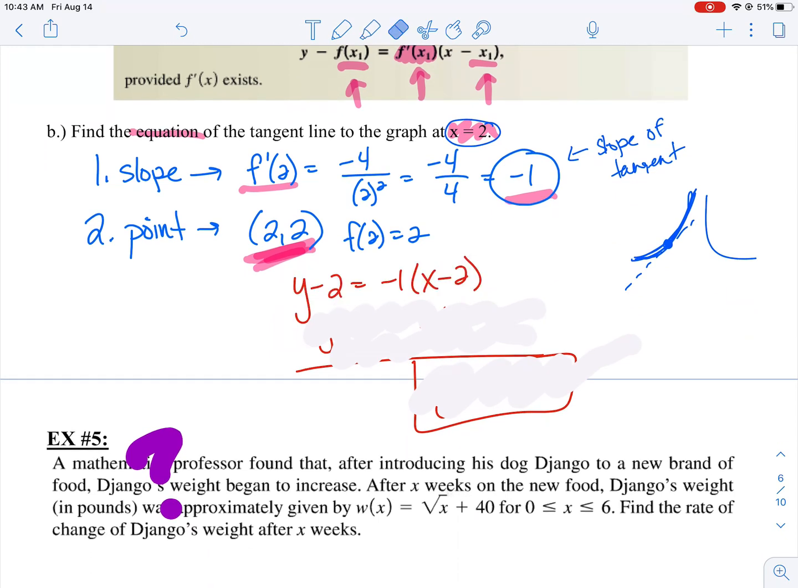I'm going to plug my point and my slope into my point-slope formula. I'm going to distribute my negative 1. I'm going to add 2 to both sides, and I end up getting y equals negative 1x plus 4. That's the equation of my tangent line that touches the function 4 over x at the point (2, 2).